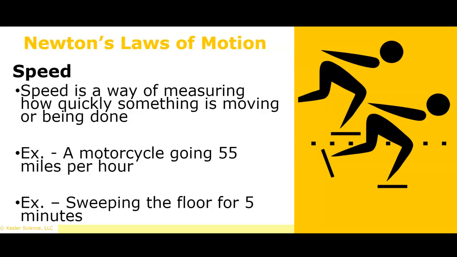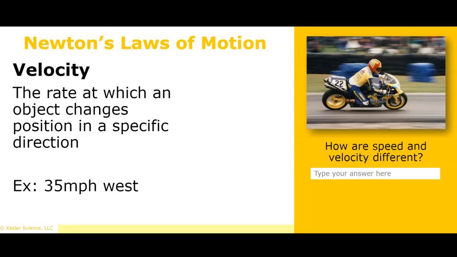Speed is how we measure how quickly something is moving or something is being done. So if you're on a motorcycle and you're going 55 miles an hour, or if you can sweep a floor in 5 minutes, that's speed. But speed is very different from velocity because velocity also includes the direction something is going. So velocity changes when the direction changes.